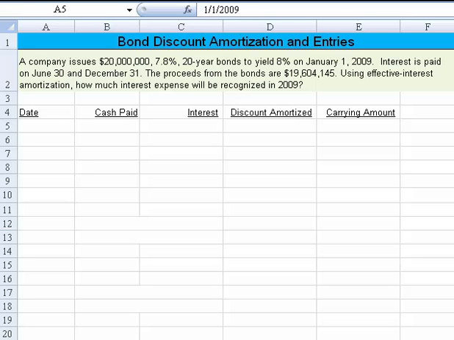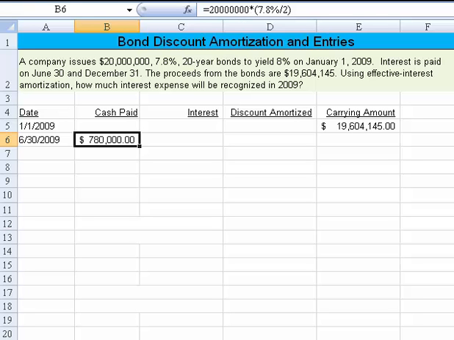Okay, well, let's set up the amortization table and see if we can solve this. I've worked this ahead of time just to save some time. We know the carrying amount is $19,604,145. So if we jot in a couple dates, that's the date on 1/1. On 6/30, we have to pay interest.